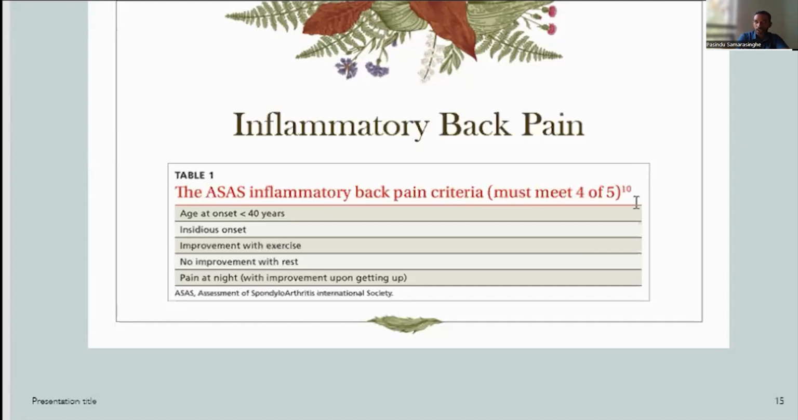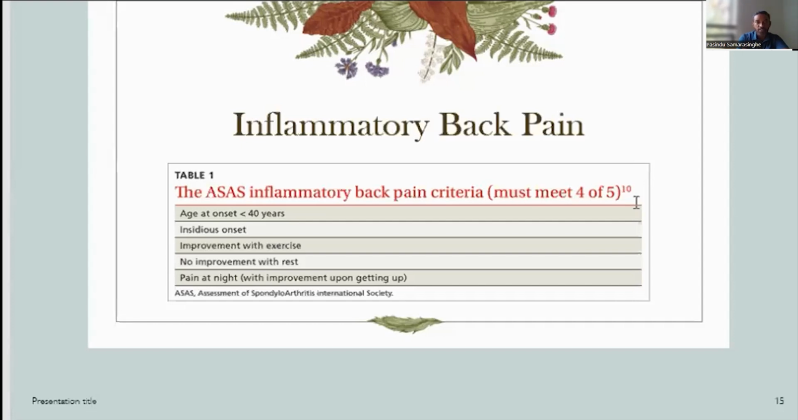So if a patient comes with more back pain, then you have to go through the spondyloarthritis route. You have to go through several clinical features to identify whether this is inflammatory or a degenerative back pain. This is the definition given by the ASAS criteria, the society. You have to have 4 out of 5 to say it's inflammatory back pain.